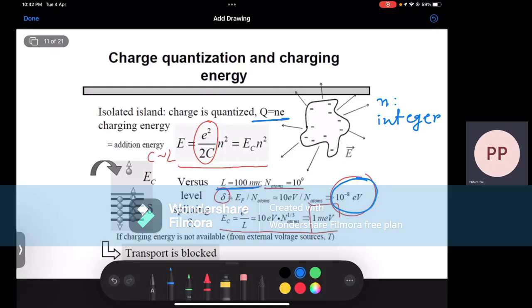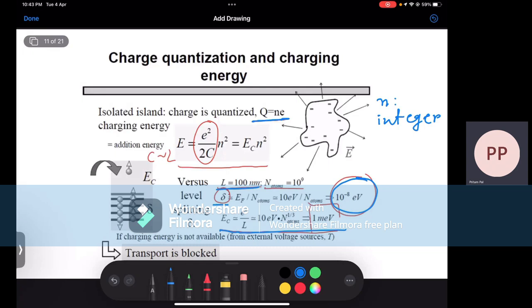Okay, so if we don't have many electrons, then the charging energy can be significant. Sorry, delta, I need to correct that. Delta here is the kinetic energy that having these 10 to the 9 electrons on an island gives you. This is very small and we can neglect it.